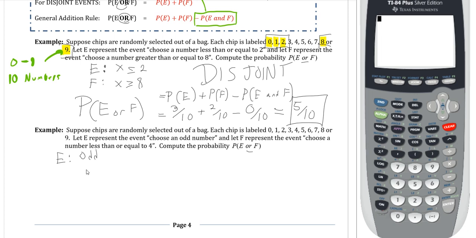So E is now odd. And F is that the number is less than or equal to 4. So now we're going to find the probability of E or F, which again I'm going to write down the original formula for. The probability of E plus the probability of F minus the probability of E and F.